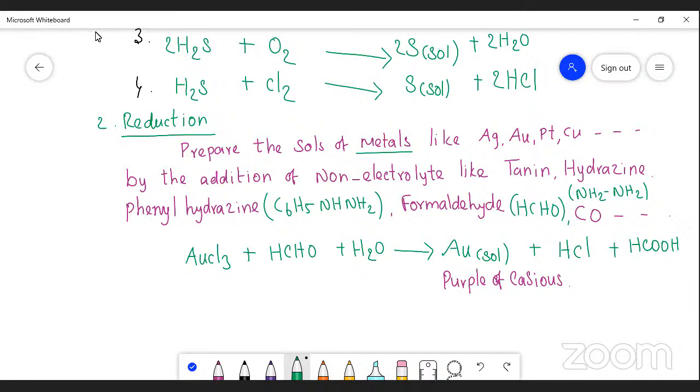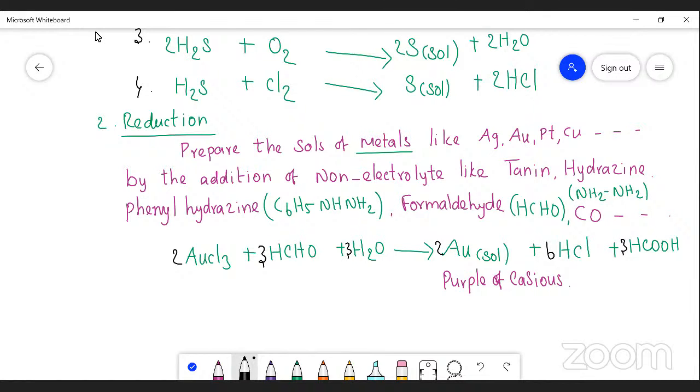Okay, now we want to balance it. Here, for the chlorine, the balancing is 2 molecules of AuCl3, 3 molecules of formaldehyde, and 3 molecules of water. So we get 2 molecules of gold, 6 molecules of HCl, and the 3 molecules of formaldehyde are converted into 3 molecules of formic acid.